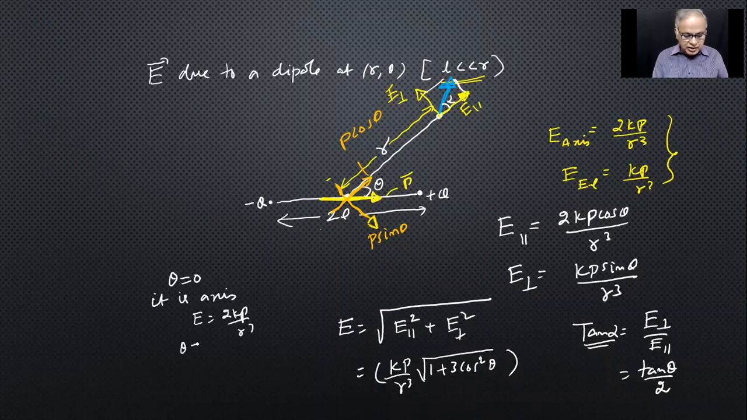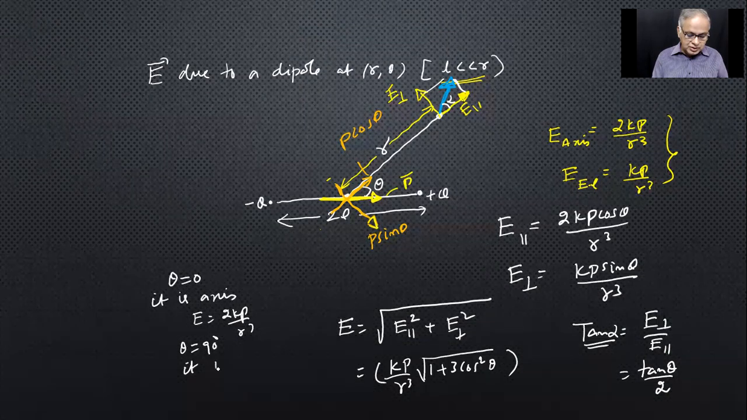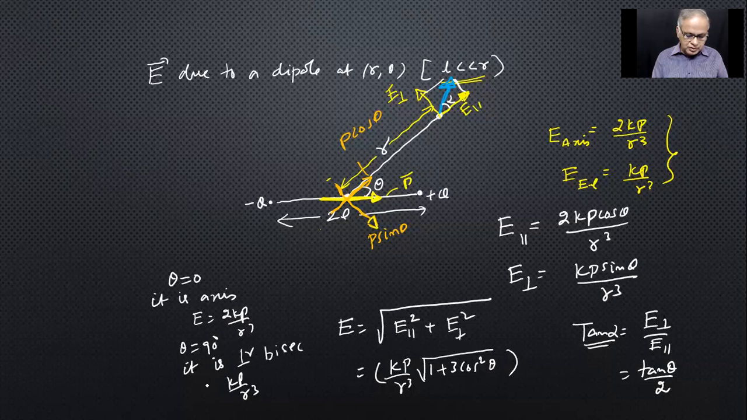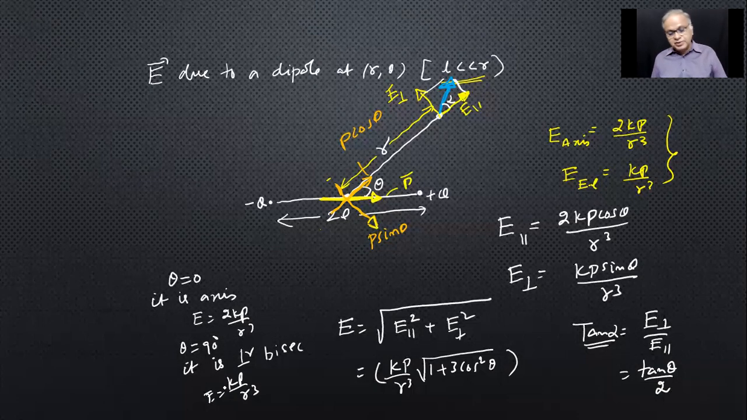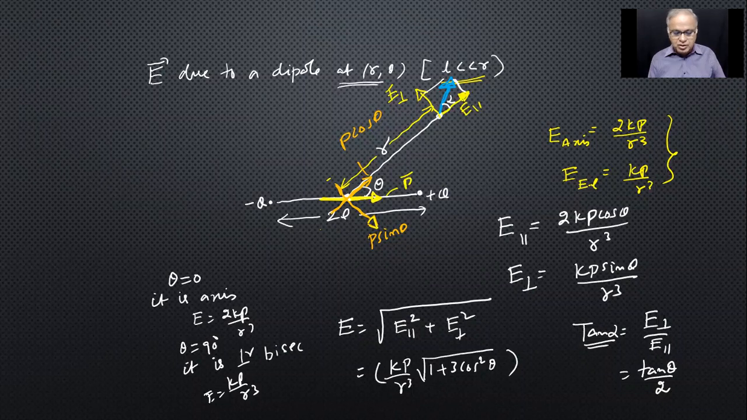And theta is 90, it is here, so it is the perpendicular bisector or the equatorial line. The formula reduces to kp by r cubed. Can you see the limiting cases of this? So this becomes a general case at r comma theta. Neither on the x-axis here nor on the y-axis there, but at r and theta.